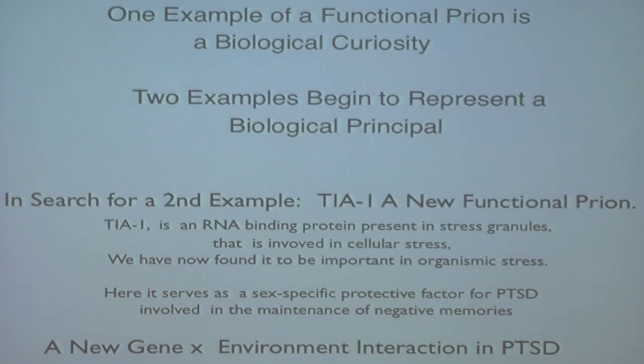This is work primarily carried out by Joe Raymond, but a number of people, including somebody from here, Philippe, whose work I'm going to refer to in a moment, have participated importantly in this study. And they found a novel example of a functional prion called TIA, T-cell intracellular antigen. It is an RNA binding protein that is present in stress granules and that is involved in cellular stress, oxidative stress or glucocorticoids or something like that.